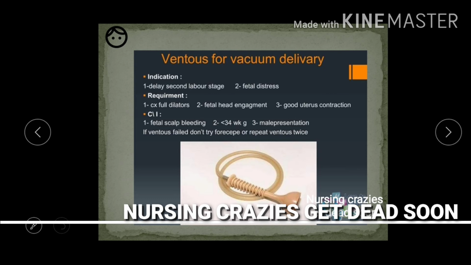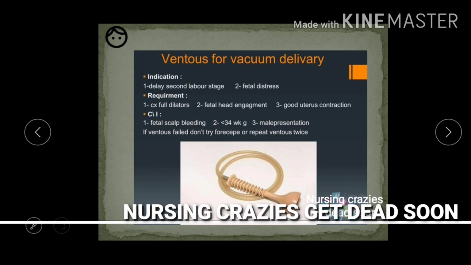What are the requirements for utilizing this instrument? First one is full cervical dilatation is needed, because if full dilatation is not there, it will lead to trauma to the mother's cervix. Then the next is fetal head engagement. Fetal head engagement is also an important factor, because if the head is high up, in that condition also it will lead to complications for both mother and baby. Then the third one is good uterine contraction, which is very important, because without good uterine contraction it will lead to arrested labor.